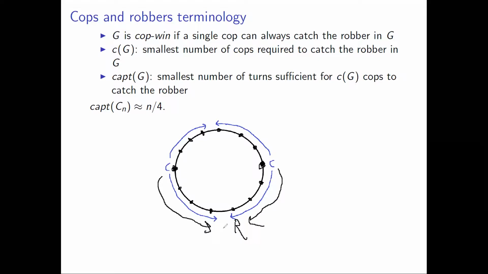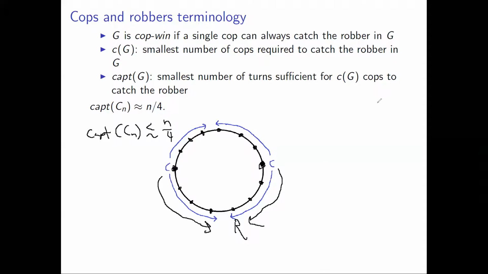And note that regardless of where the robber starts, the number of turns that it will take for the cops to close in on them will be less than or equal to n/4, approximately. So we can see from that we get an upper bound. And we can also see a simple lower bound.